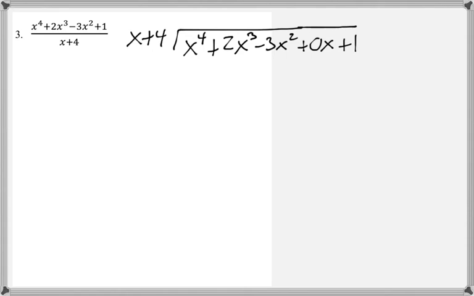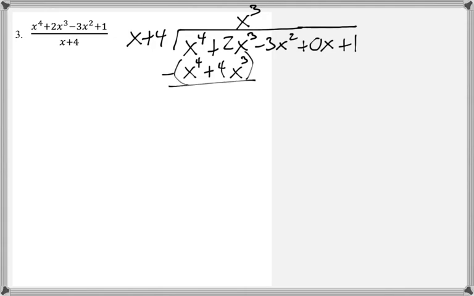So I need to ask myself, what do I need to multiply x by to get x to the 4th? And that would be x cubed. And I'm going to put that over the x cubed. Then I need to multiply x cubed by both of those. So that'll be x to the 4th plus 4x cubed. Then I need to subtract these.